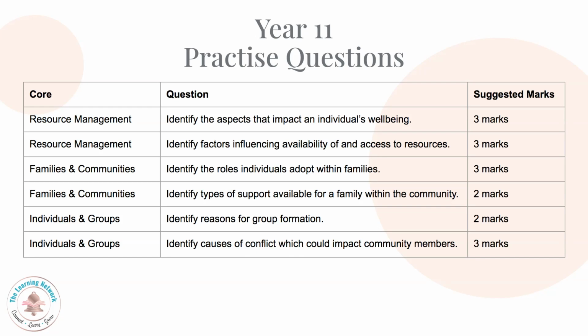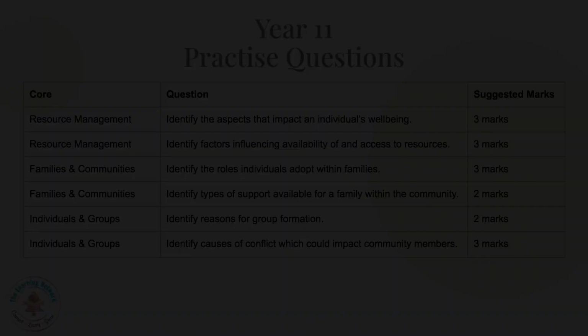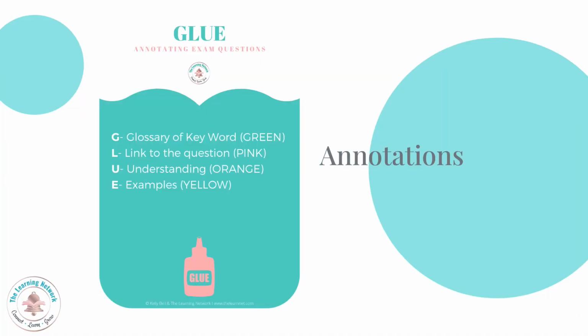With the identify glossary of keyword, we also might see it actually teamed up with another glossary of keyword. So for example, students might have to identify the aspects that impact an individual's well-being and discuss the implications of this on group interaction or something like that. So it might be actually having these 2 glossary of keywords come together when we have something like identify. We're going to see this in practice now. I'm going to introduce you to something called glue. Glue is my way of annotating responses, and it really brings all the parts together of what makes a really good response.